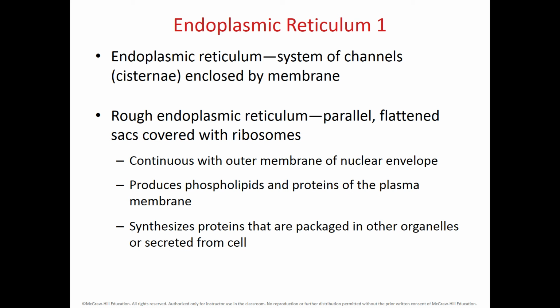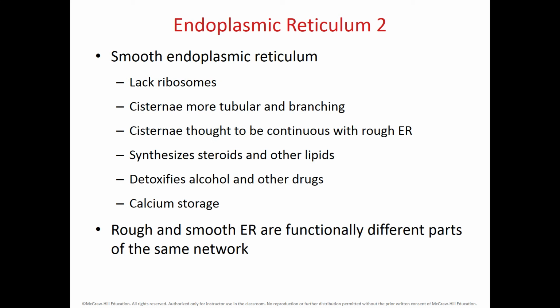Now, when this rough endoplasmic reticulum is synthesizing proteins, these proteins are packed into other organelles like the Golgi apparatus or Golgi complex, or they can be secreted from the cells. Now we have another type of endoplasmic reticulum that is called smooth endoplasmic reticulum, or SER. This one is called smooth because in its membrane it doesn't have ribosomes, and when you look at it under the electron microscope, you don't see this surface as rough, you see it as smooth.